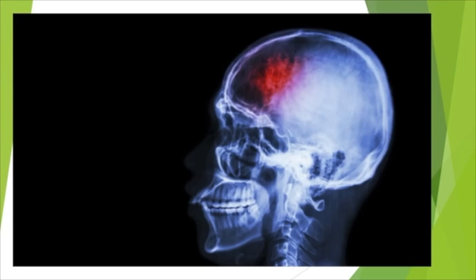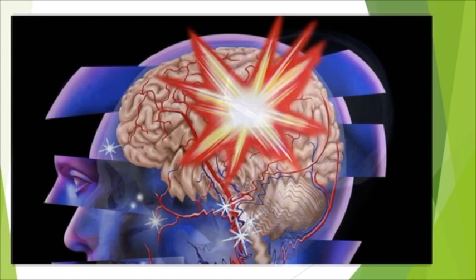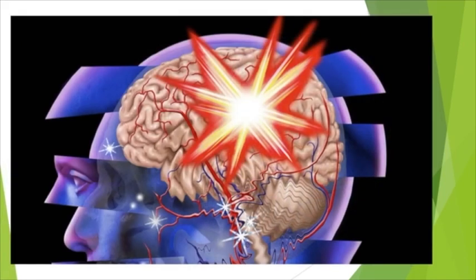A traumatic brain injury, as defined by the Individuals with Disabilities Act, is an acquired injury to the brain caused by an external physical force that may result in total or partial functional disability or psychosocial impairment, or both. This may adversely affect a child's educational performance. The Individuals with Disabilities Act is also called IDEA.